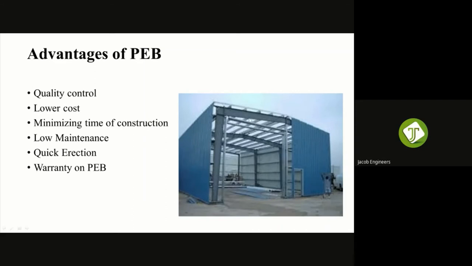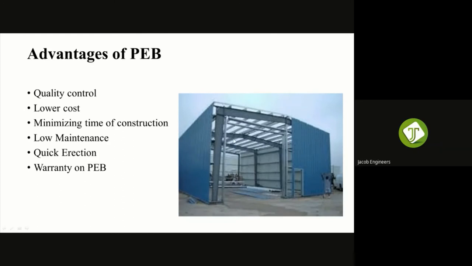For a welded connection, we need skilled labor, but for a bolted connection, less skilled labor is sufficient to do the erection. And the cost is lower. Lower cost, as we have just discussed: based on the section size, the weight of the steel gets reduced. Once the steel is reduced, the self weight is reduced, so the foundation is reduced. So the overall cost of the project will be reduced if you use PEB structures.